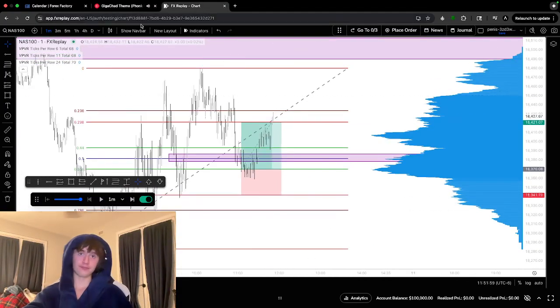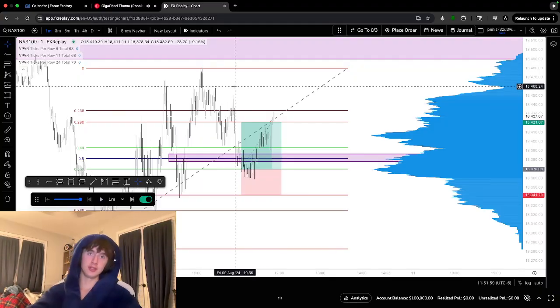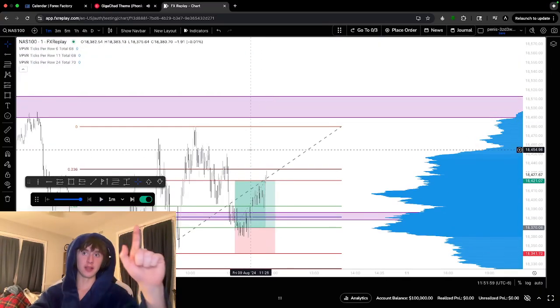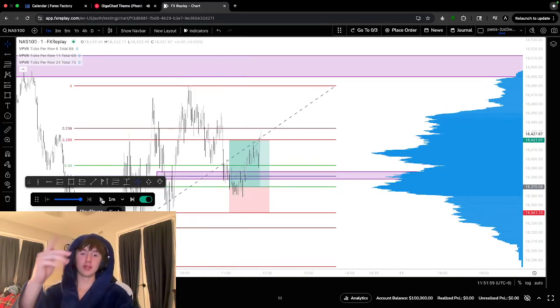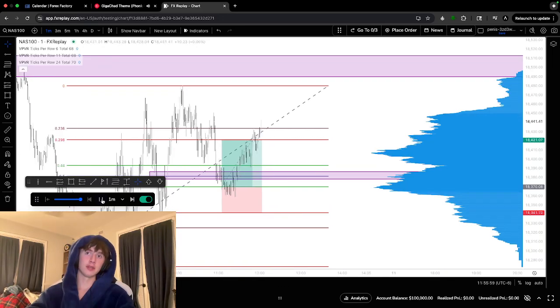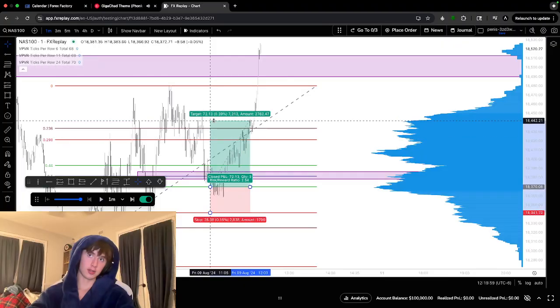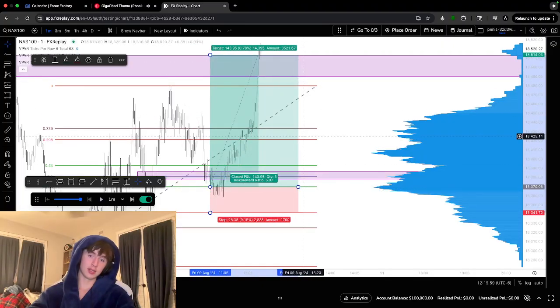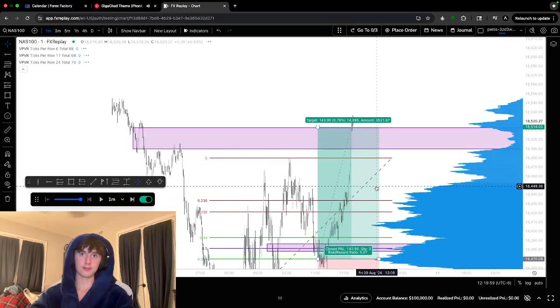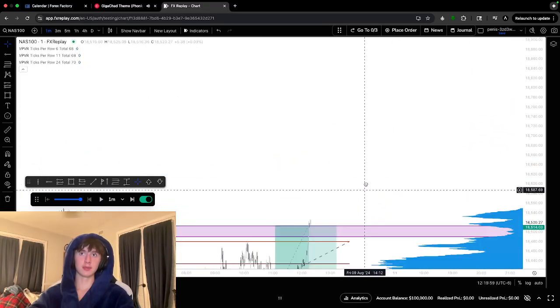Now, the question is, does it go to the 5-minute fair value gap that we were targeting? That we said that that's where our bias was towards? The answer is, of course it does. Because it just does. I don't know. It likes 5-minute fair value gaps.